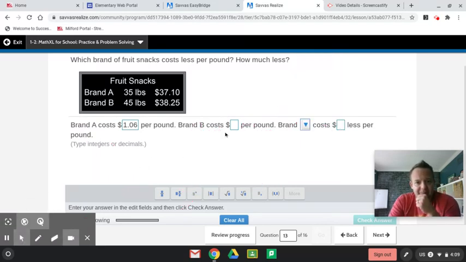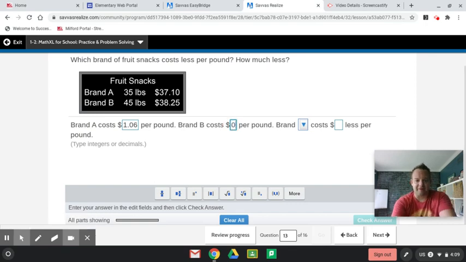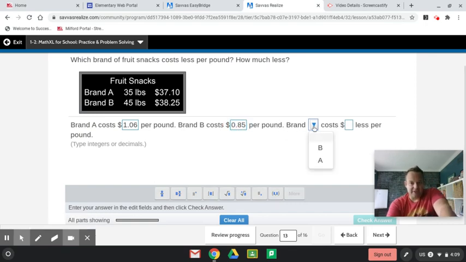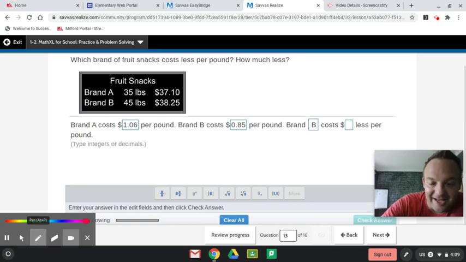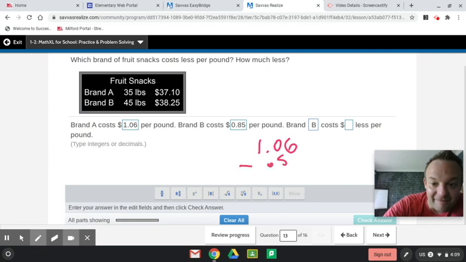Man, this problem takes a lot of effort, doesn't it? So brand B costs blank less per pound. Oh, wow. How much per pound less? So now, are they wanting us to do this? I think so, guys. How much less per pound? So they're wanting us to go $1.06 minus 85 cents.